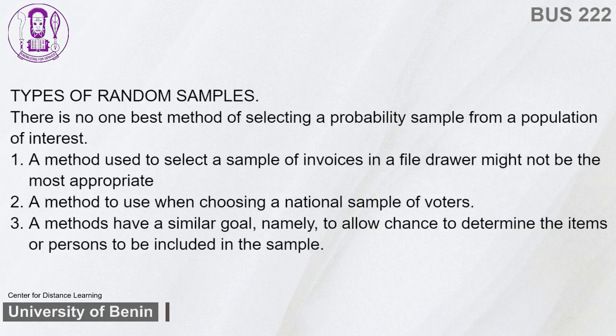Types of random samples. There is no one best method of selecting a probability sample from a population of interest. 1. A method used to select a sample of invoices in a file drawer might not be the most appropriate. 2. A method to use when choosing a national sample of voters. 3. Methods have a similar goal, namely, to allow the chance to determine the items or persons to be included in the sample.